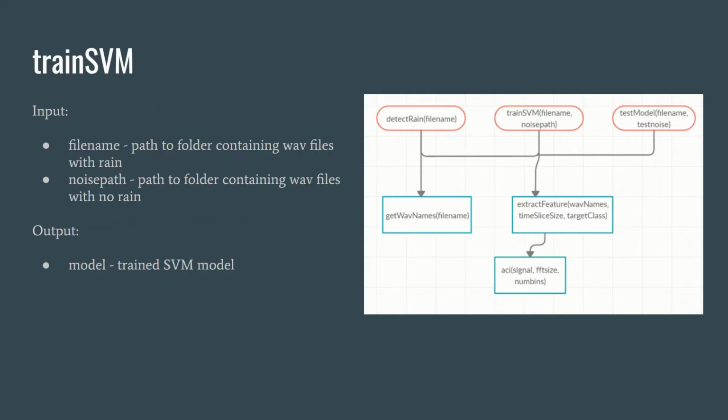The train SVM function accepts 2 inputs and has 1 output. The first input is the path to the folder containing WAV files with rain in them. Train SVM first uses getWAV names to retrieve the name of each WAV file within each folder. Then it extracts the feature of each of these WAVs using the extract feature function. The features that are extracted are concatenated and then run through the fitcsvm function that is found within the machine learning toolbox. Then, finally, the trained SVM model is returned.